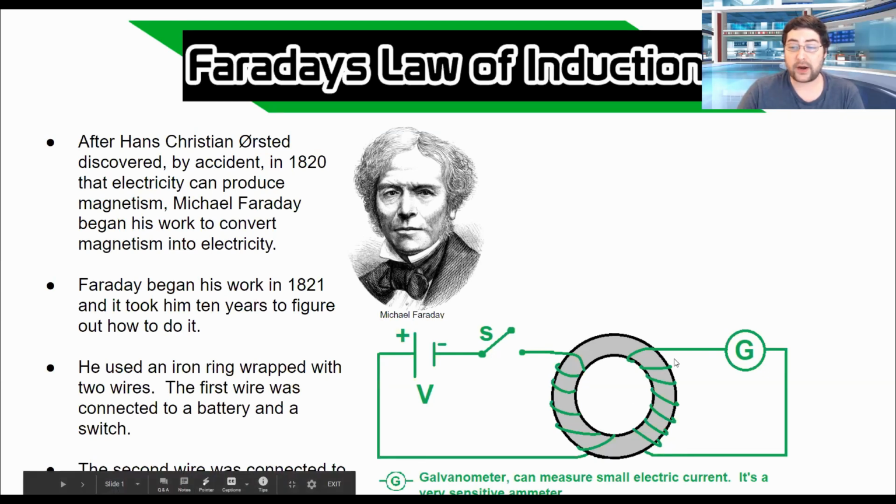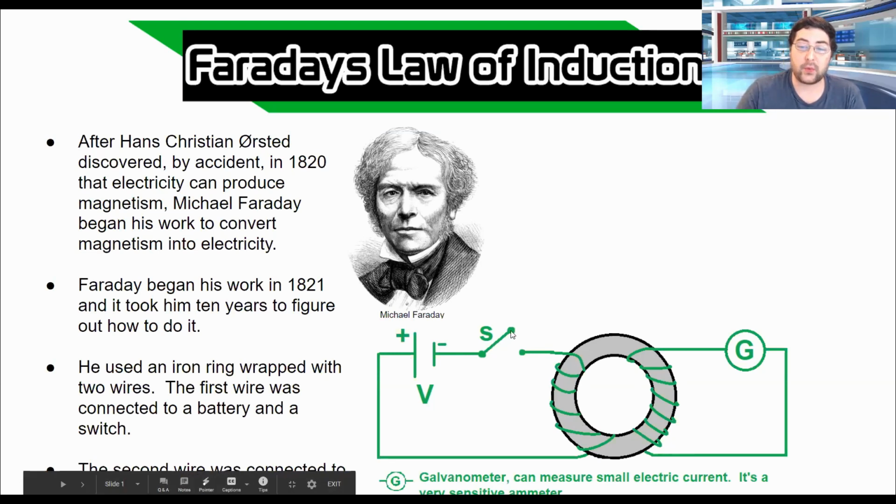Then he had a second wire that was attached to a galvanometer. A galvanometer is just a really precise ammeter so that you can measure the current that's being pumped through the wire. And that was coiled around the other side of the iron ring.